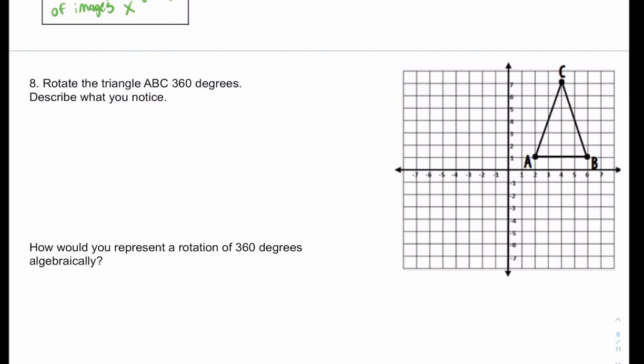If we rotate this triangle 360 degrees, let's take C again. We go 90, another 90, 90 takes it there, another 90 brings it to the bottom, another 90 brings C to the left, and another 90 makes 360, and look at that. Where did it end up? It's back where it started.